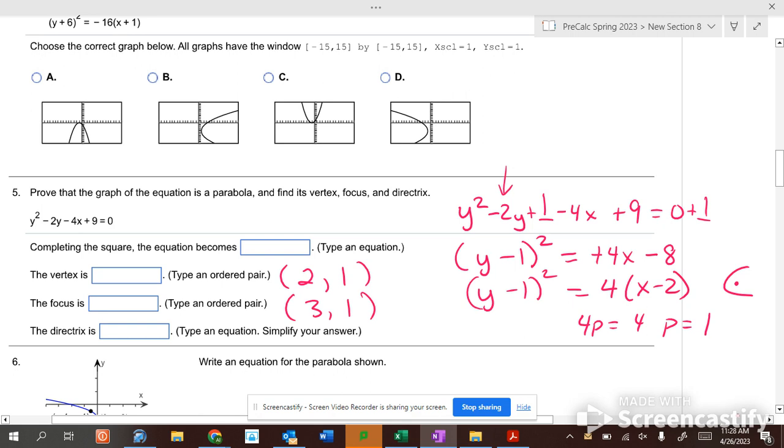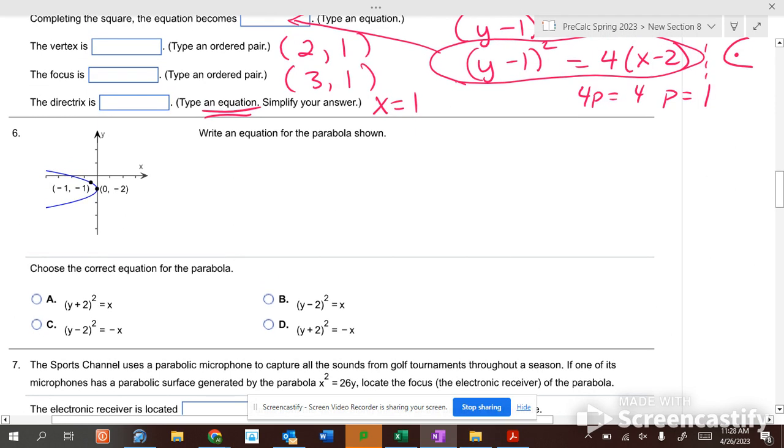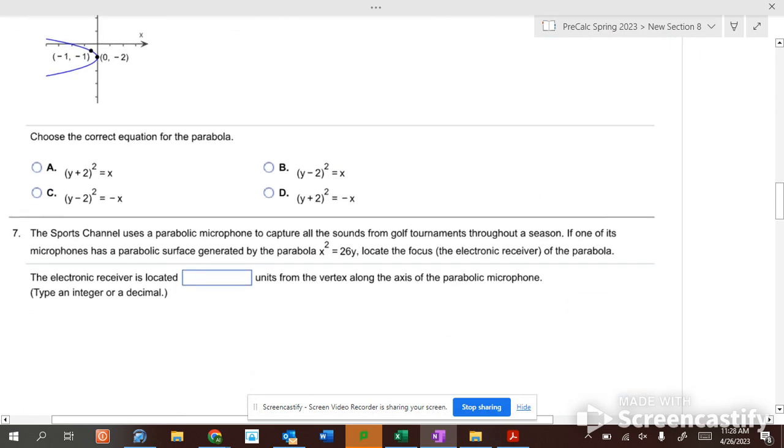1, 1. So if it's a directrix line for this, it's going to be a vertical line, so it's going to be x equals 1. It needs an equation here, okay? And so then this equation that you wrote right here goes right in there, okay? That's our completing the square equation. All right, so this one, it's fairly easy. You can figure that one out. I'm not going to worry about that.